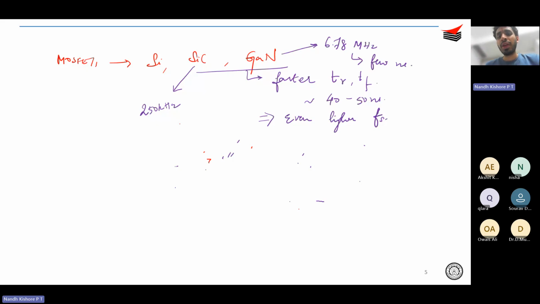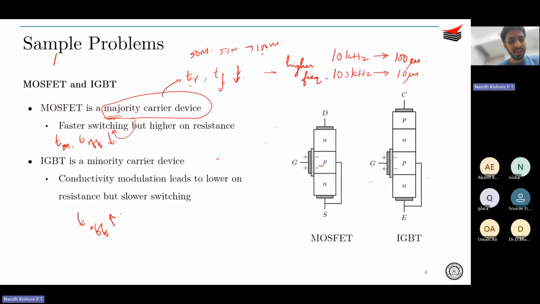Right? So we will be able to go only up to this much high frequency because your TR and TF are lesser. In this case, it can be made even less than 10 nanoseconds. So this is an advantage that you get with majority carrier devices. So the MOSFET is a majority carrier device, which enables you to go towards higher switching frequencies.